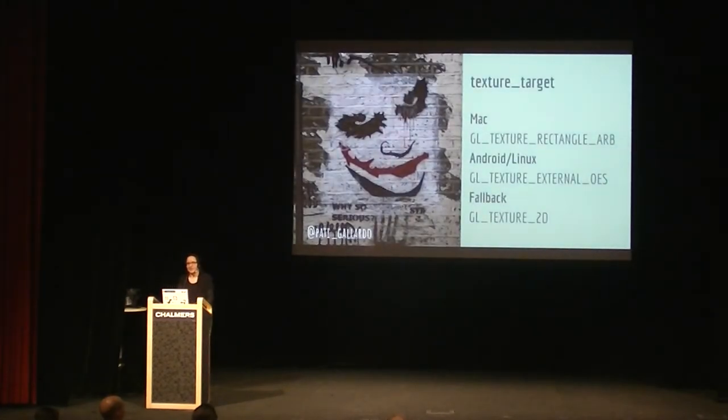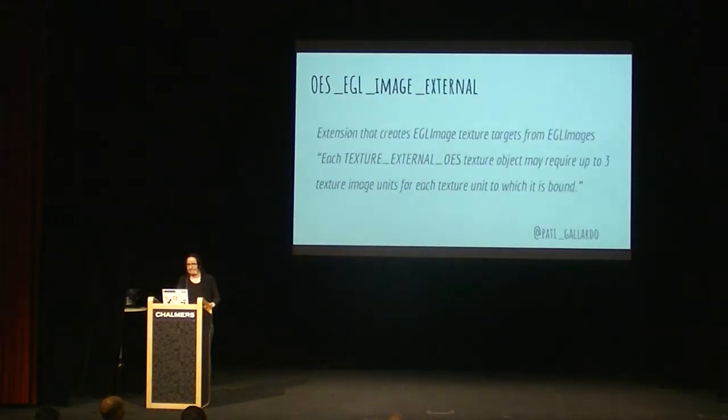Now if you go digging inside of the Chromium source code, you'll see that there are different ways that they upload textures, and there are lots of ifdefs and checks. But this is the general plan. On Mac you use GL_TEXTURE_RECTANGLE_ARB. On Android and Linux, you use GL_TEXTURE_EXTERNAL_OES, and generally everywhere else, or whenever the above doesn't work, you use GL_TEXTURE_2D. But we're going to be looking at Linux.